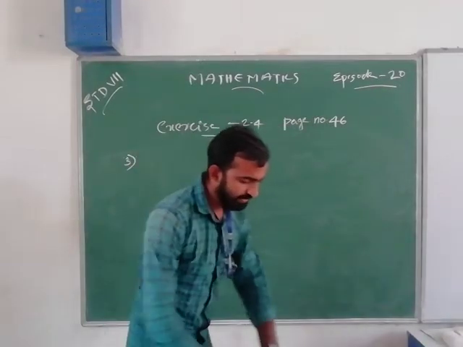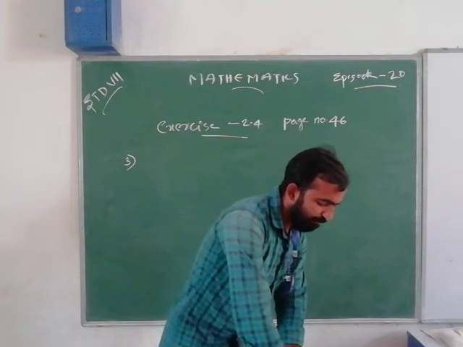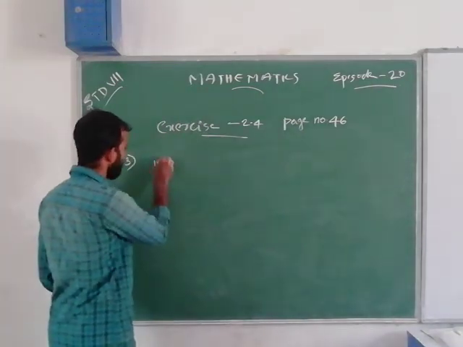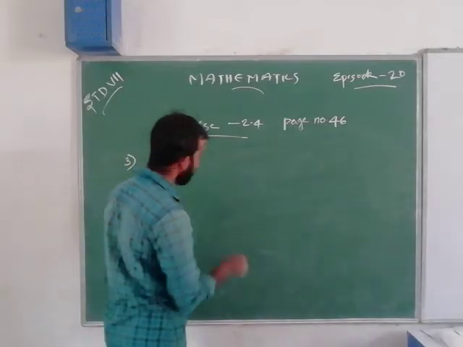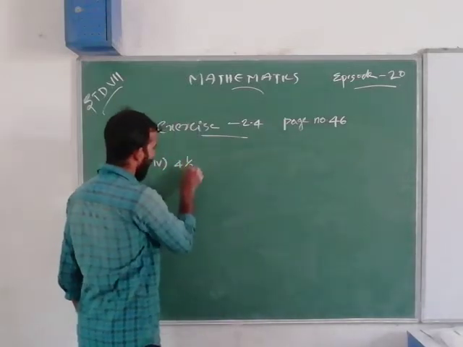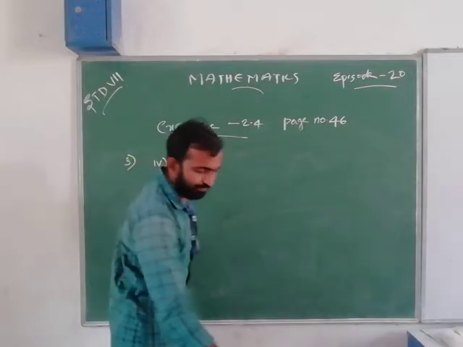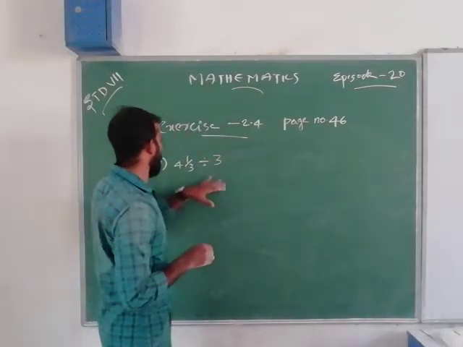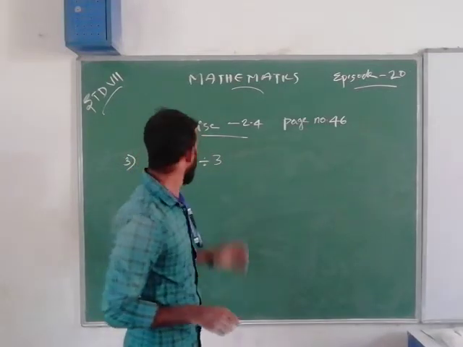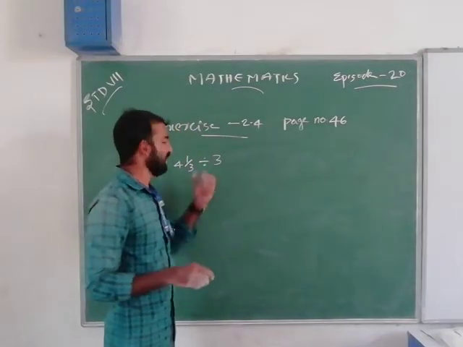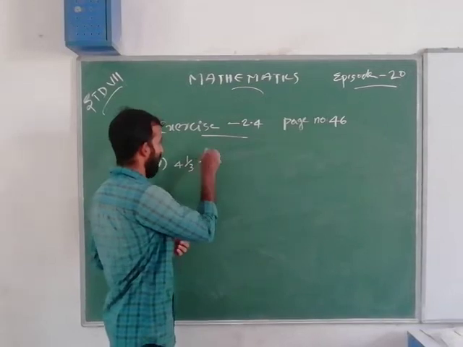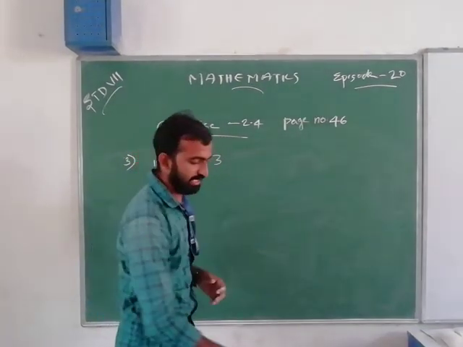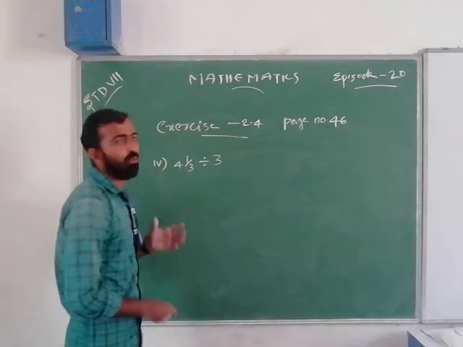And next one is the fourth one: 4 and 1 by 3 divided by 3. Is it? Yes. That is question number 4.